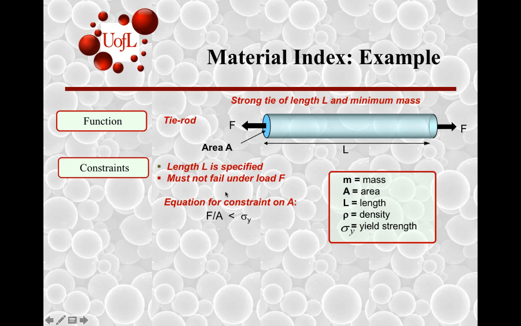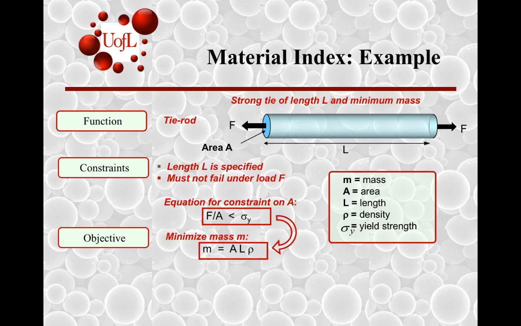And so for that to happen, force over area should be less than the yield strength of the material. So that's the equation for the constraint on how big or small A can be. Objective, right? You want to minimize the mass. If you end up increasing A, you will have the stress always below the yield strength, but that will also mean that you'll increase the mass. So how do you find a way to balance out those competing requirements for what A is?